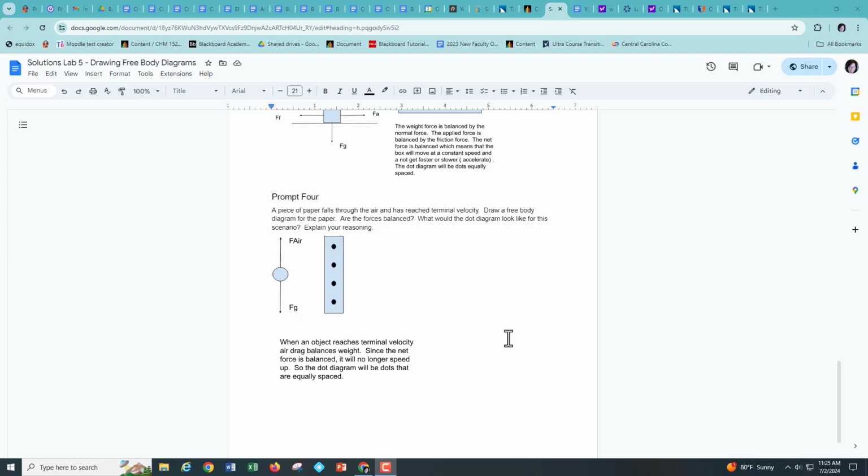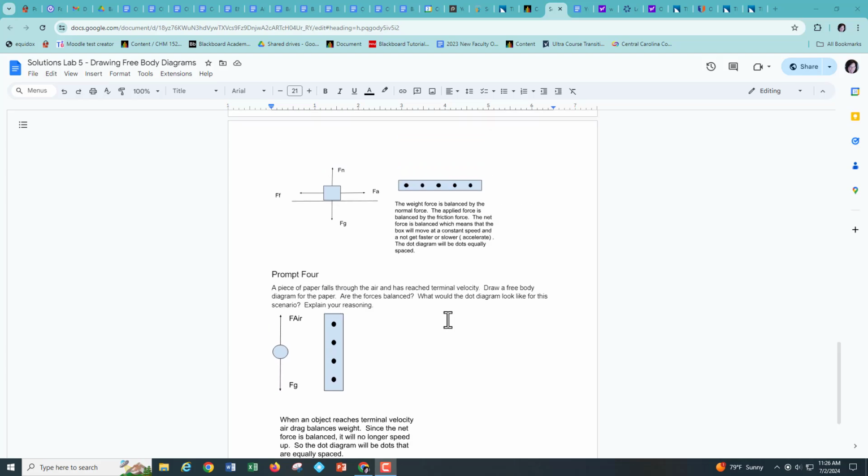And then finally, another example of constant velocity is something that has reached terminal velocity, which only happens when the air drag balances out the weight. So once again, it's got downward force of weight acting on it always, but because it's reached terminal velocity, that tells me that air is a factor and it is balancing the weight. So as it falls, it no longer accelerates. It travels at whatever speed or terminal velocity it has at a constant rate, so the dots are equally spaced.